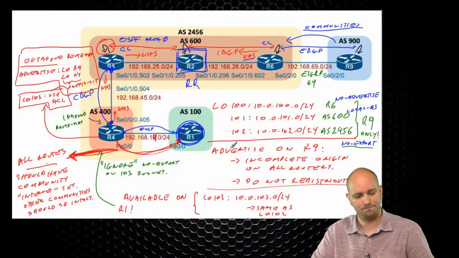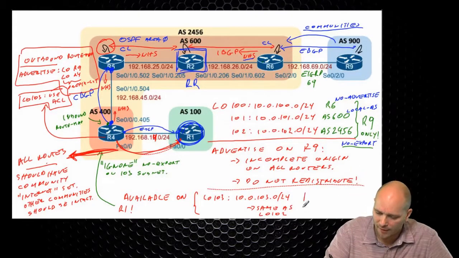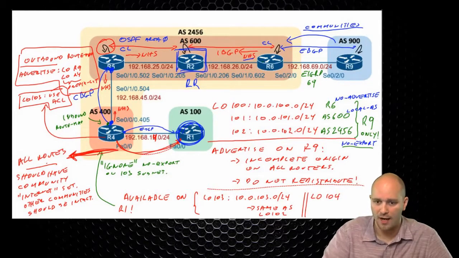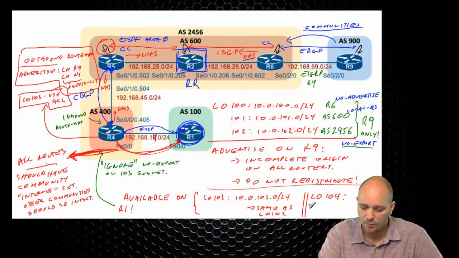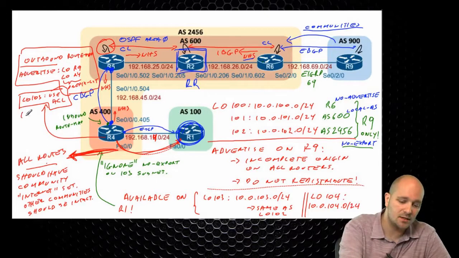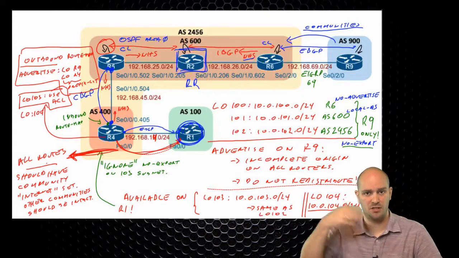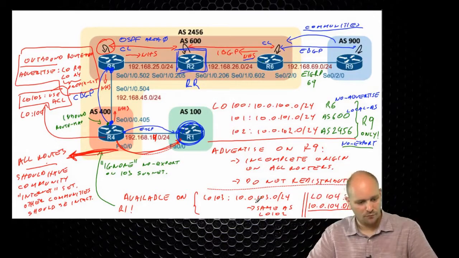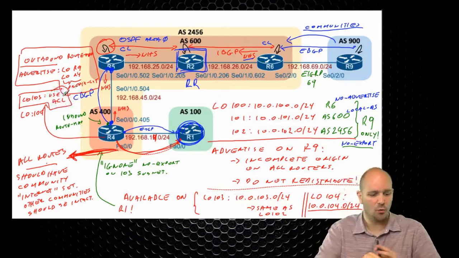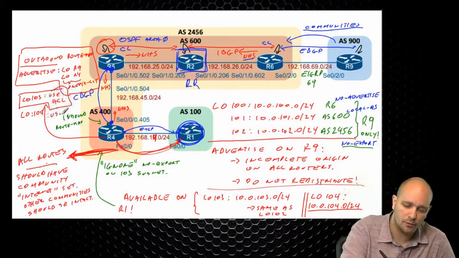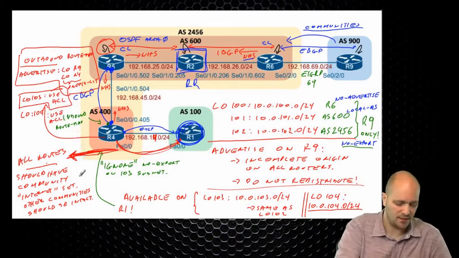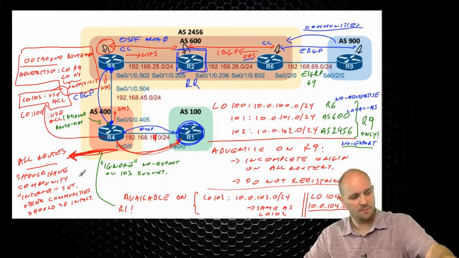Let's add another task. I want to add another loopback here, loopback 104 on R9, and I want this to be 10.0.104.0/24, and I want this to be allowed as well. There are no restrictions on this loopback, simply just advertise it. So for 103, this access list here worked. So for loopback 104, use ACL as well. Okay, so let me add that.